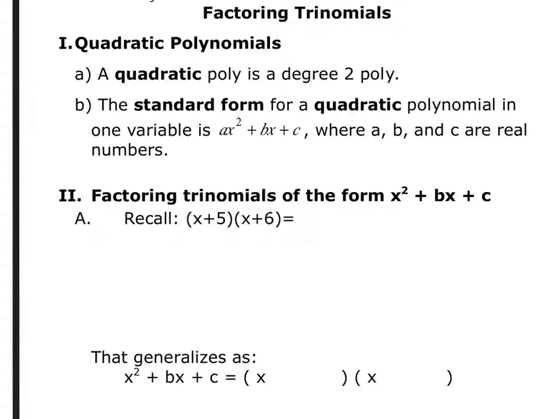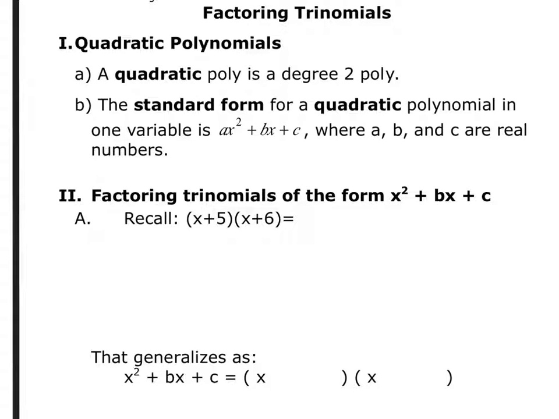Today we're going to talk about factoring trinomials. The first type of polynomial we're going to look at is a quadratic. All this means is that we have a polynomial with degree 2. Those are the quadratics we're going to be looking at.